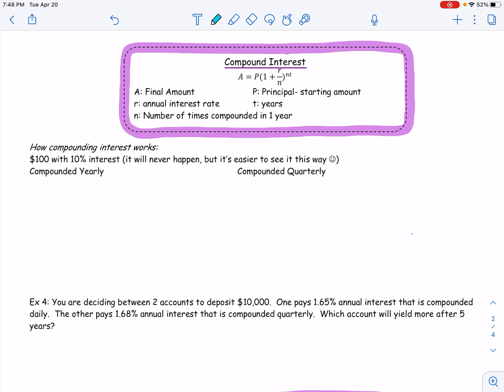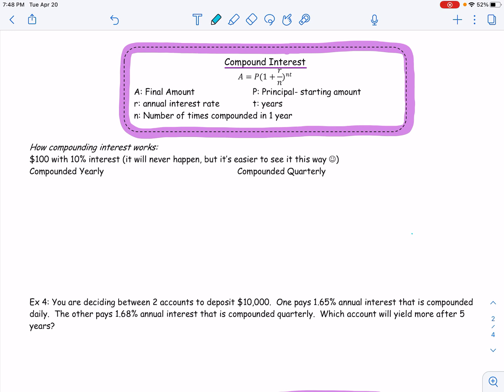So this is obviously a growth model, and we can see that in the model. It says A, which is our final amount, is equal to P, the principal. That's our starting amount. Think of that as your initial amount, times 1 plus, so that's that growth, your R, which is your interest rate, divided by N, the number of times it's compounded in a year, and then all of that being raised to the N times T. So again, N, the number of times it's compounded in that year, and then T is the number of years.